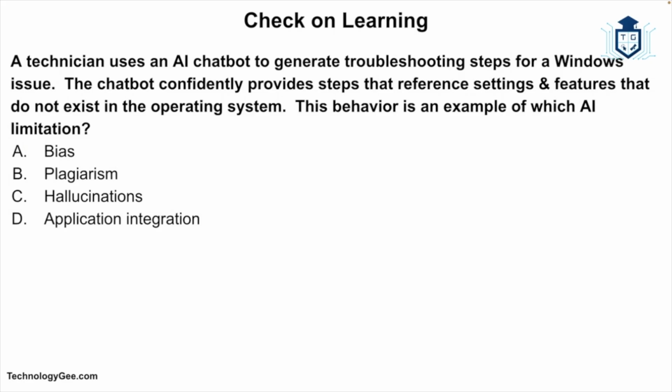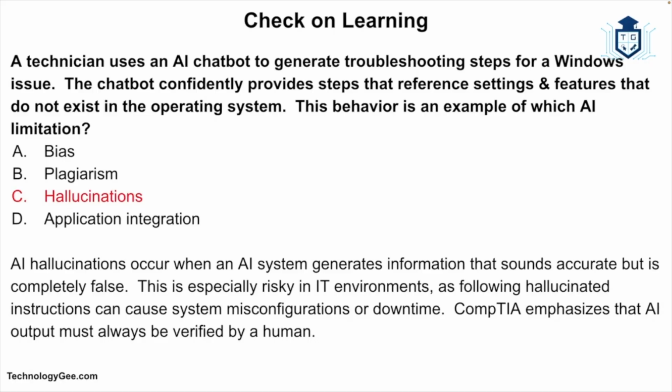Next question. A technician uses an AI chatbot to generate troubleshooting steps for a Windows issue. The chatbot confidently provides steps that reference settings and features that do not exist in the operating system. This behavior is an example of which AI limitation? Is this bias, plagiarism, hallucinations, or application integration? And the correct answer is hallucinations.